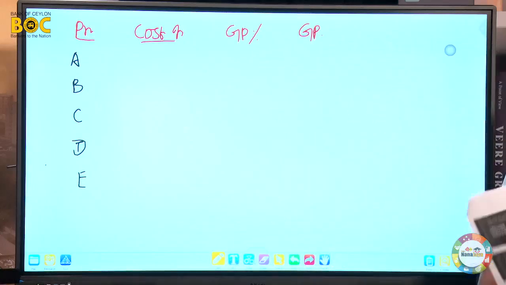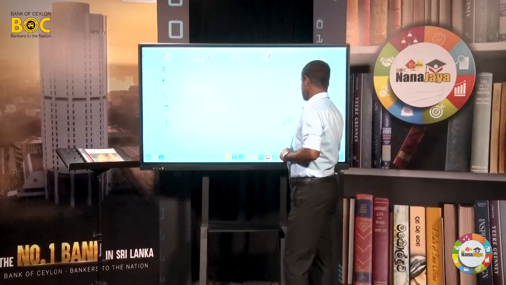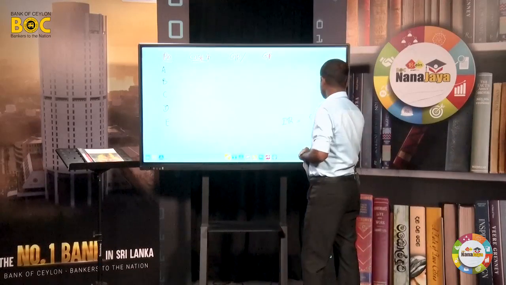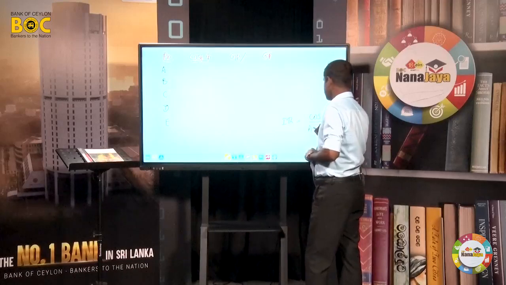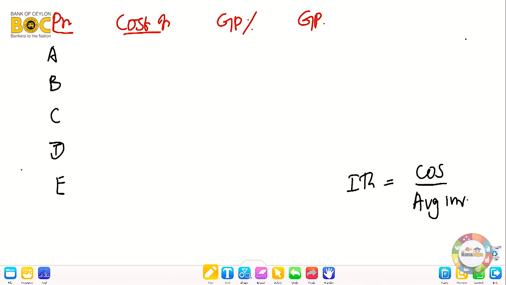How do you calculate cost of sales? The inventory turnover ratio is given. Inventory turnover ratio equals cost of sales divided by average inventory.